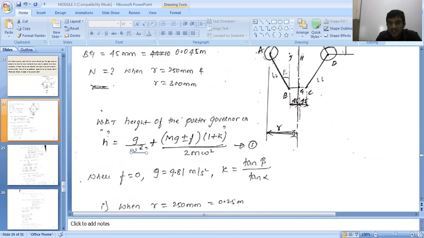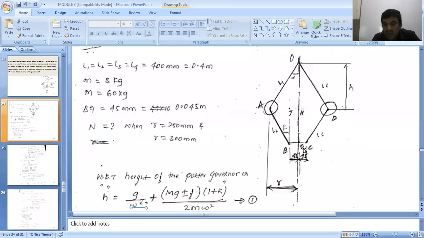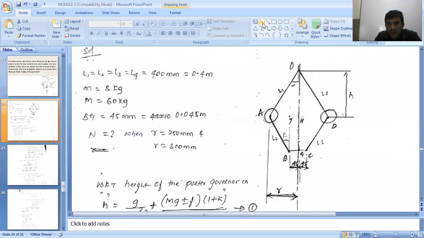Now see this sketch. I think the sketch is visible. Just give me a response. Visible, sir. Yeah. Now how to determine tan beta? So how to determine tan beta?